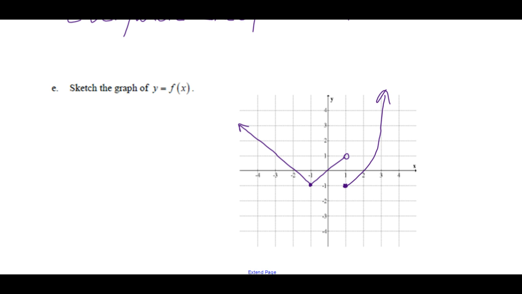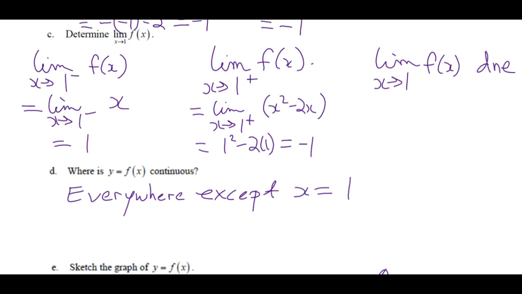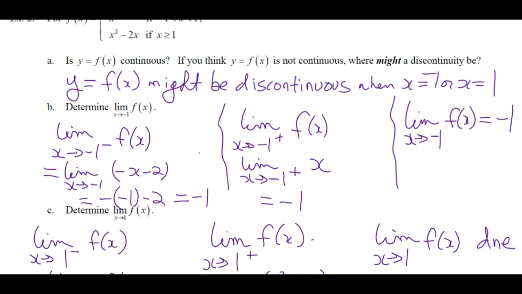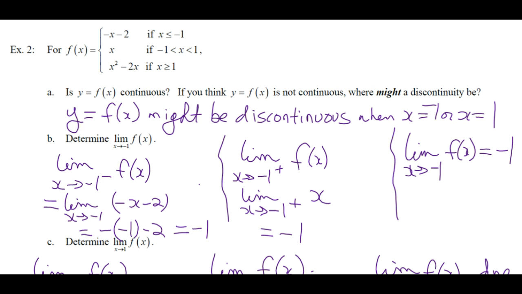Okay, any questions? How do you know that the half parabola starts at negative 1? Like, the last line, how do you draw that? Yeah, so the definition is that when x is greater than or equal to 1, it's going to be x squared minus 2x. So you can just throw some values in. You put a 1 in there, you get 1 minus 2, which is negative 1. Put a 2 in there, you get 4 minus 4, which is 0. Put a 3 in there, you'll get 9 minus 6, which is 3. So you can plot a few points that way.